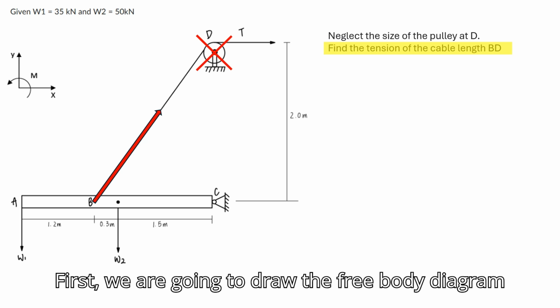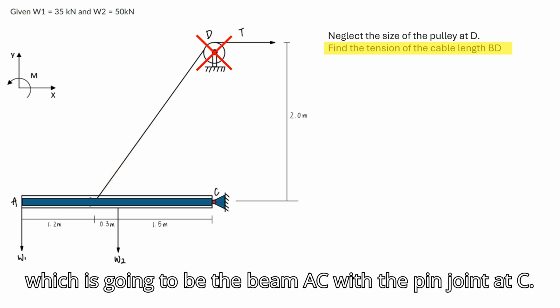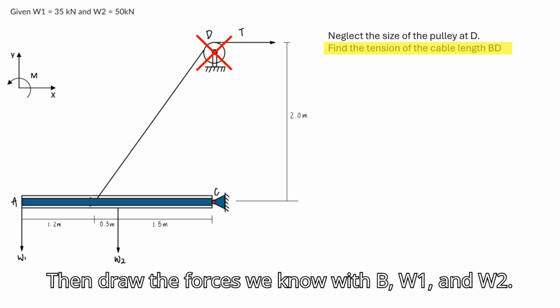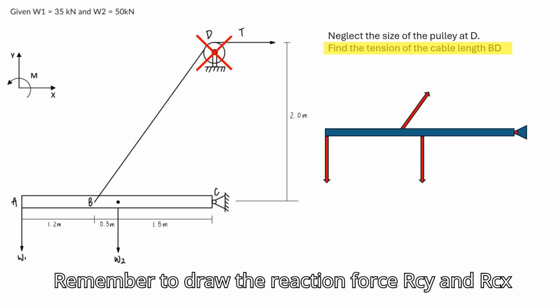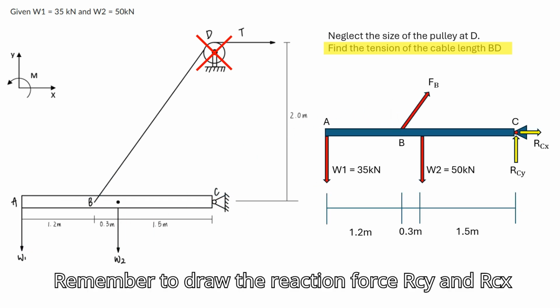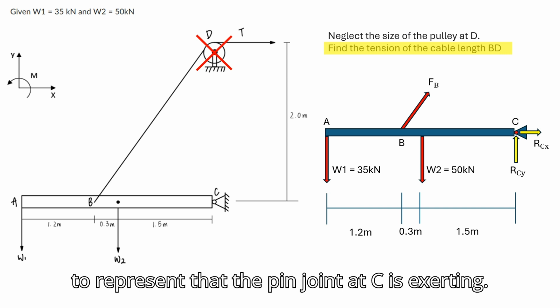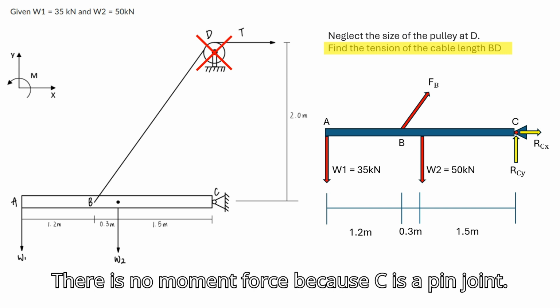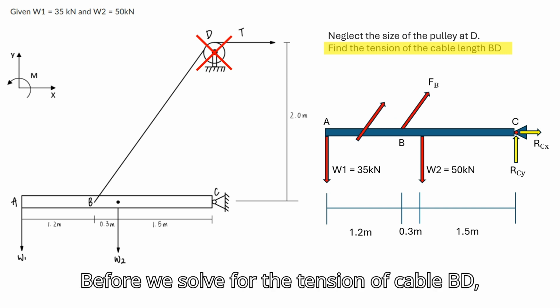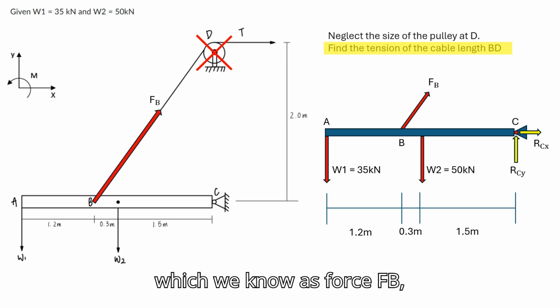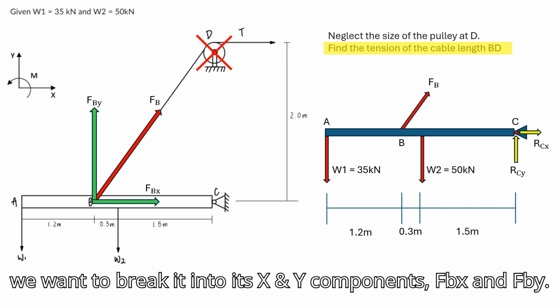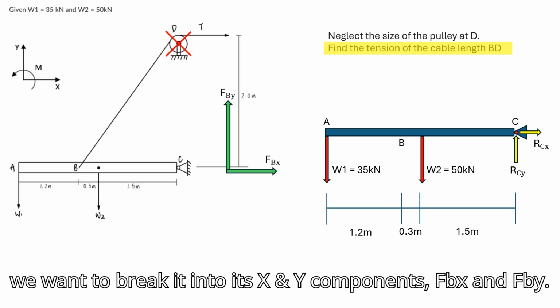First, we are going to draw the free body diagram, which is going to be the beam AC with the pin joint at C. Then draw the forces we know, FB, W1, and W2. Remember to draw the reaction force RCY and RCX to represent the force that the pin joint at C is exerting. There is no moment force because C is a pin joint. Before we solve for the tension of cable BD, which we know as force FB, we want to break it into its x and y components, FBX and FBY.